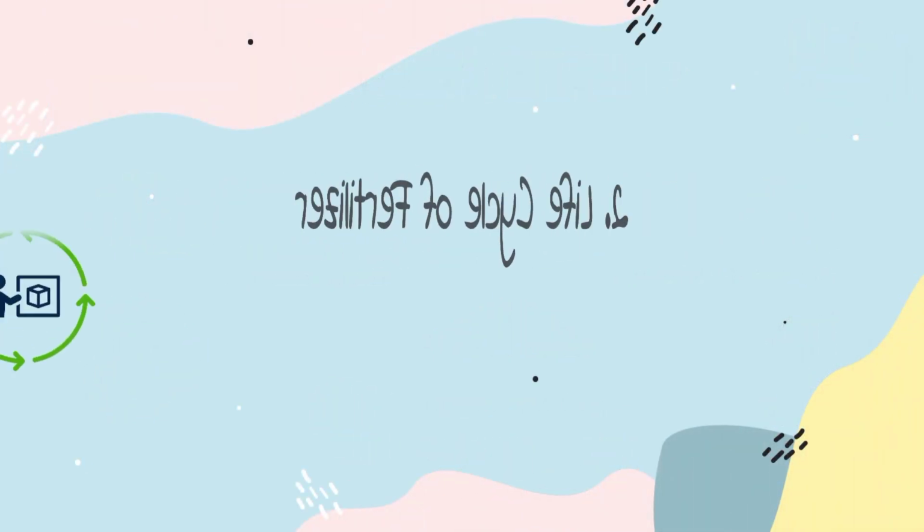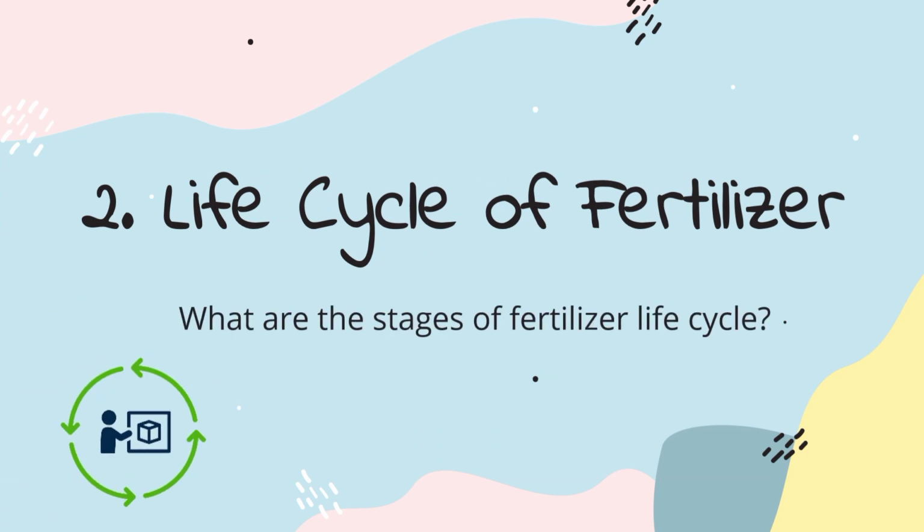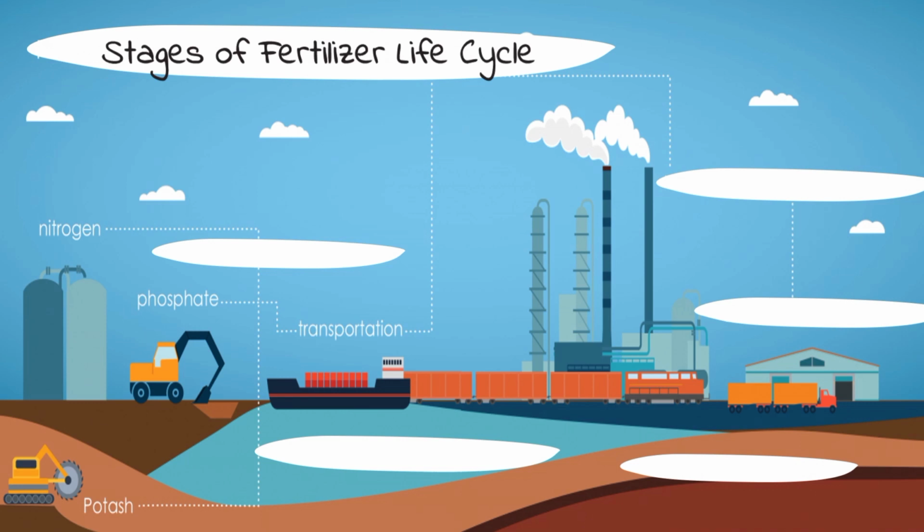Next, the life cycle of fertilizer. What are all the stages in the fertilizer life cycle? From the diagram, we can see that the fertilizer life cycle starts with raw materials acquisition, followed by the manufacture of fertilizer. Then, the third stage of the fertilizer life cycle is the distribution of the product for usage later, and it finally comes to the end of life cycle.